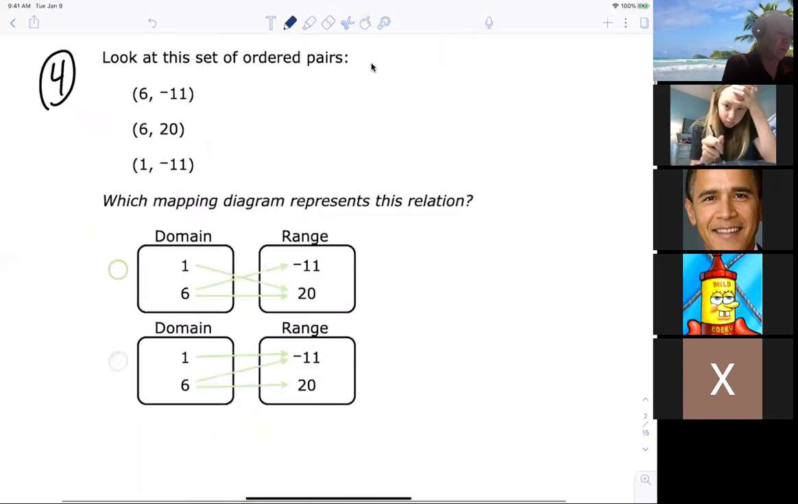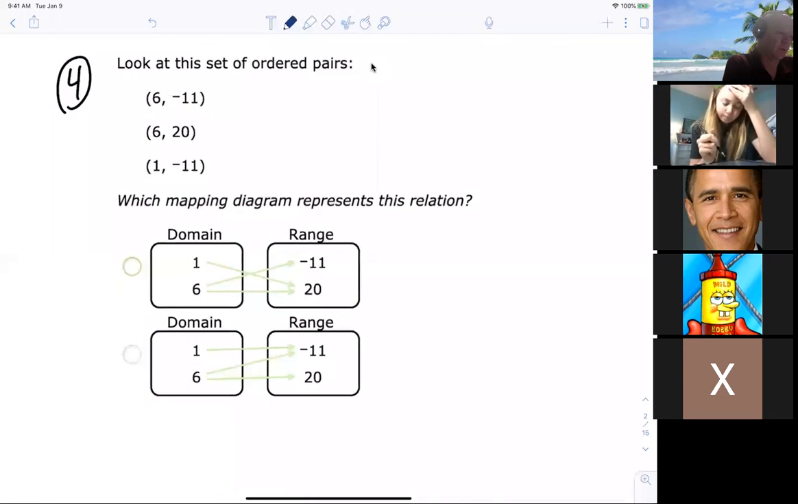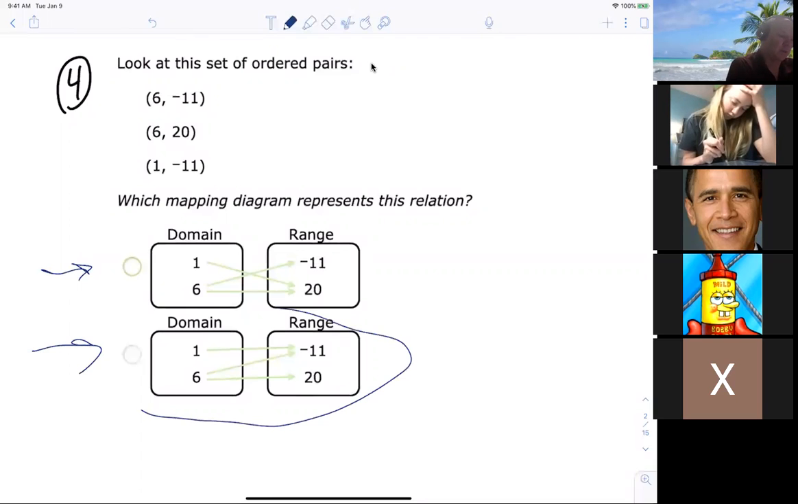Number 4. Okay. So you have a choice. Is it either A, this one, or is it B, the second one? B. Right. Now, how do I know that?